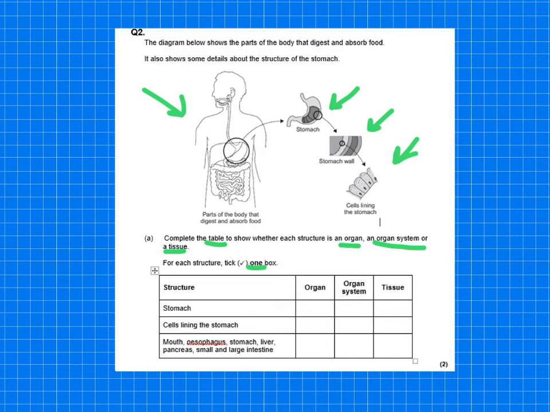So let's look at the ones we might know. You've got stomach, cells lining the stomach, and then a range of organs in the digestive system. I'm going to go for the cells lining the stomach first, because I know that that is epithelial tissue. So I would put a tick in that box. Next one I'll go for is stomach, because I know stomach is made of several different types of tissue that makes an organ. So therefore it only leaves one other thing, which is the organs, which shows an organ system, which is the digestive system.